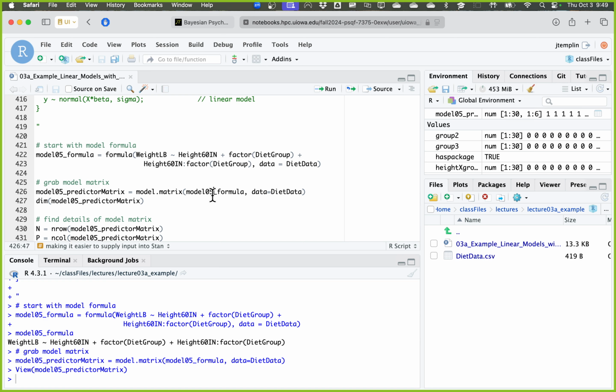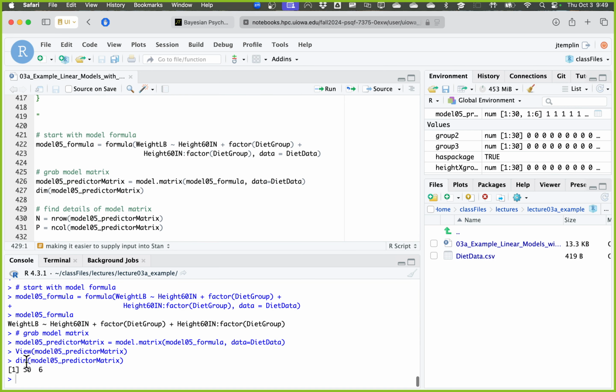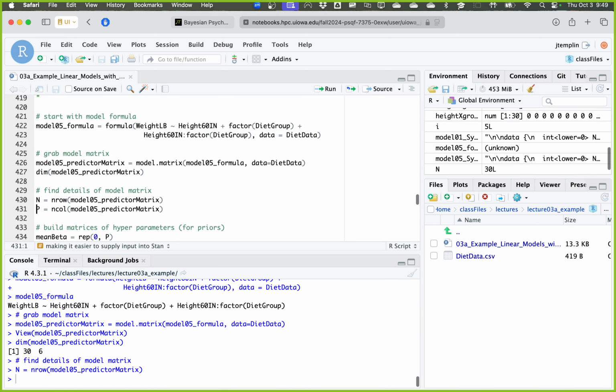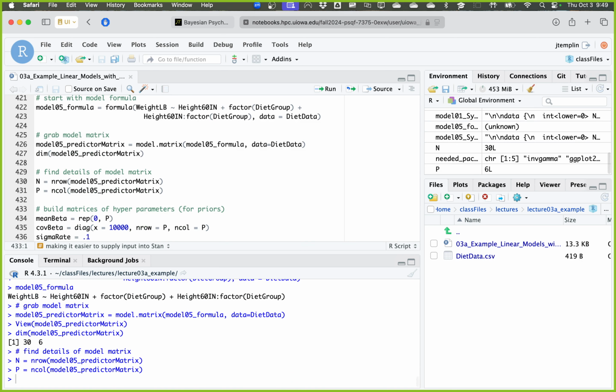Turns out, with that design matrix, the dimensions are 30, which is our n, by 6, which is our p. So we just have to build into our object that n is the number of rows in that design matrix, and p is the number of columns. So there we go, we figured that one out. That one's easy. X is solved.